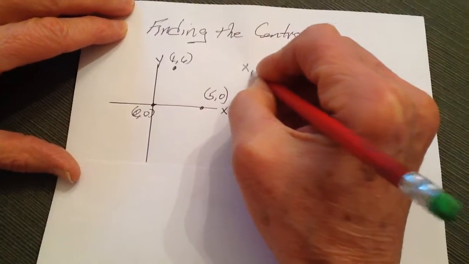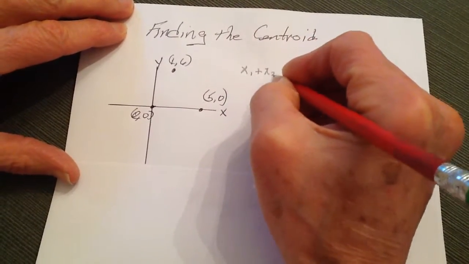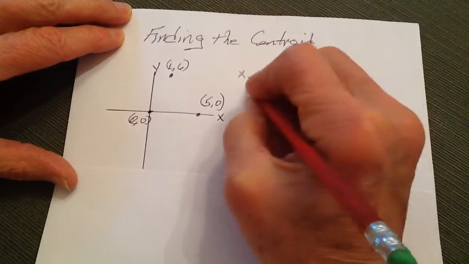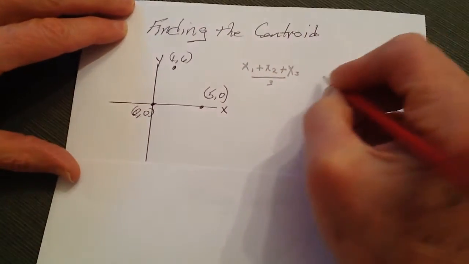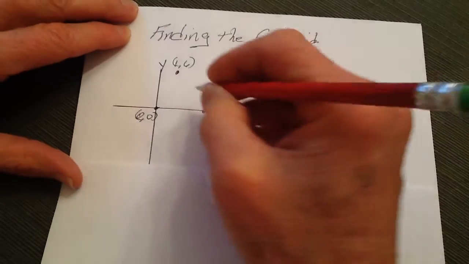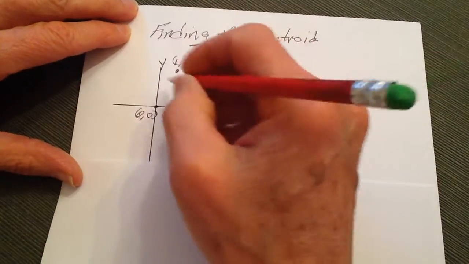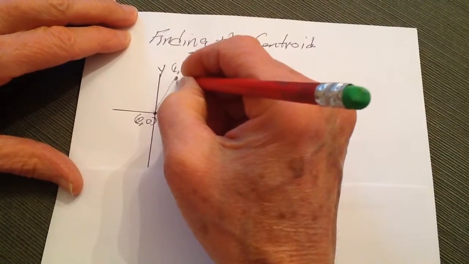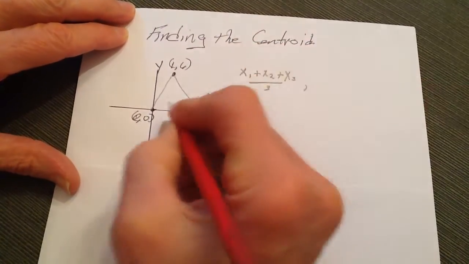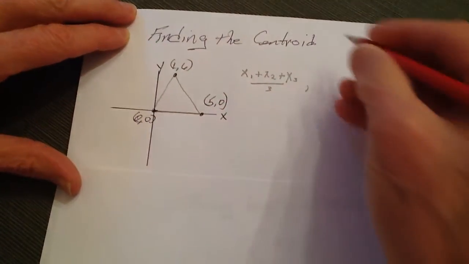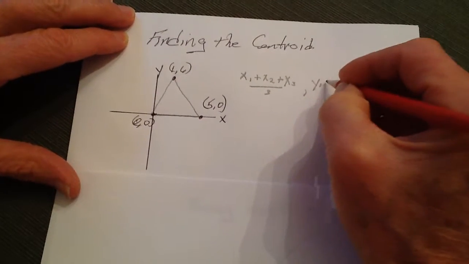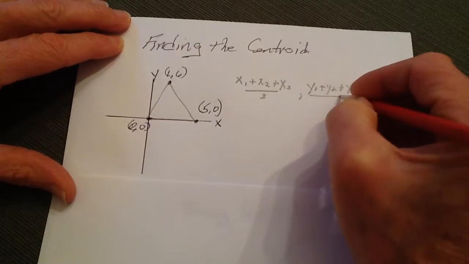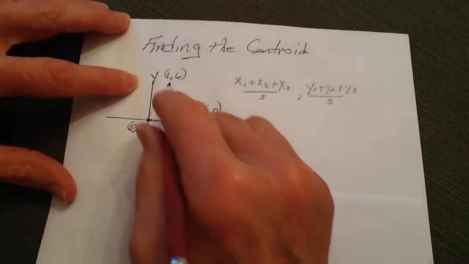So we do x1 plus x2 plus x3 divided by 3, and that will give us my x coordinate of where the centroid is for this. Well, we'll just make this into a triangle, which is remember we did, that was the balance point or the center of mass. And then we have y1 plus y2 plus y3 all divided by 3. Now all I got to do is substitute in here.